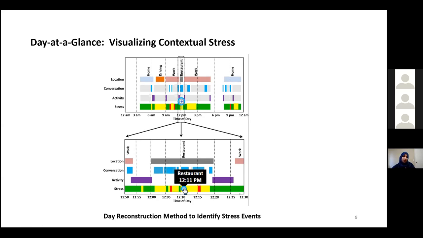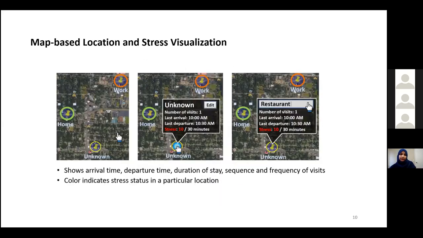So if somebody is normally prone to stress, and he has several stress events throughout the whole day, maybe it will help him to understand, okay, what can I do to improve this condition, and he can better manage his stress level. So now we have used this visualization system to annotate or label the data when we are having stressful interactions or conversations or non-stress conversations.